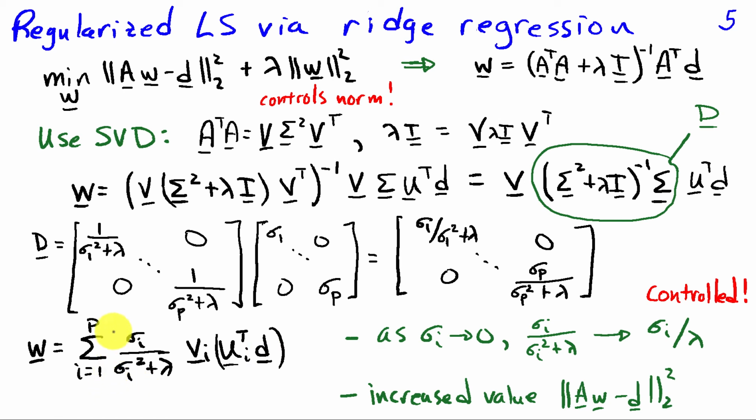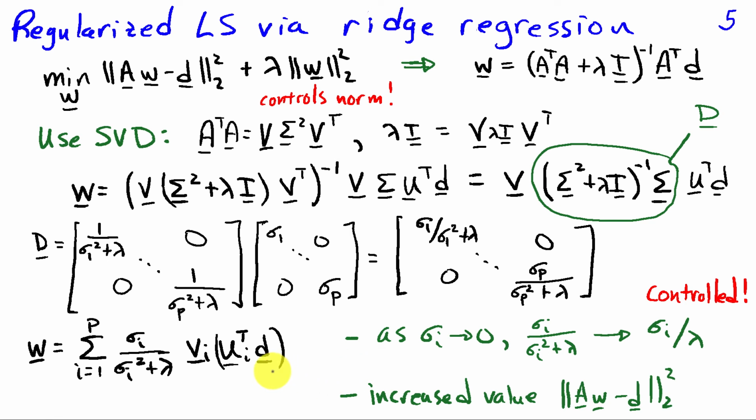What you see here is that by doing ridge regression, we've replaced 1 over sigma i by sigma i divided by sigma i squared plus lambda. In this case, we're not trying to invert sigma i. In fact, as sigma i goes to 0, this term begins to approach sigma i divided by lambda, because we're assuming that lambda is significantly bigger than the sigma i squared term, so we end up being able to approximate this as sigma i divided by lambda. So we have a lot of control over the amplification of these small singular values.